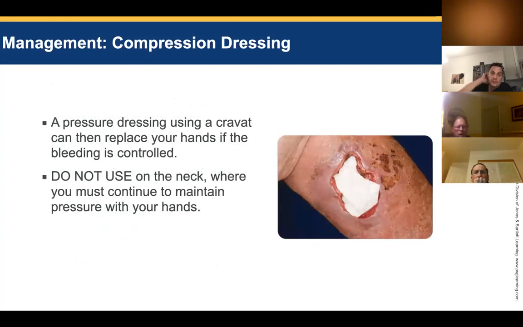A pressure dressing can replace your hands if the bleeding is controlled. Do not use it on the neck, where you must continue to maintain pressure with your hands. Common sense. And this is actually showing packing.